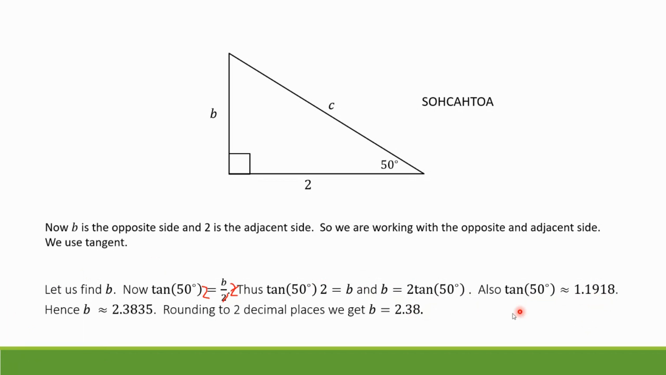So basically, we multiply this by 2, and we get B is about 2.3835. So that's what B is about. Rounding, of course, to two decimal places, we get about 2.38. Okay. So again, it's just figuring out what trig function to use from SOHCAHTOA and knowing what we're given.